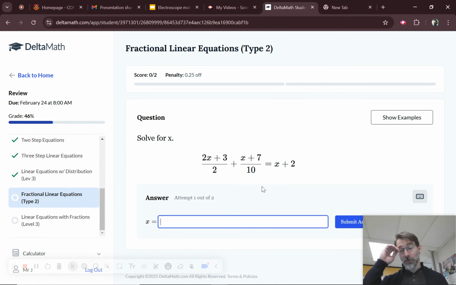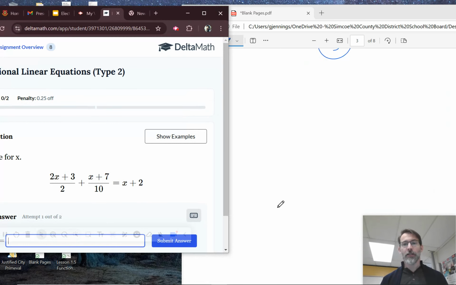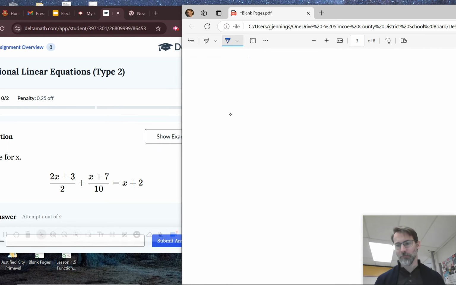All right, so a lot of people had questions about these, so I want to make sure that you had more practice with these. These ones, there's a few ways to do them, but by far students' favorite way, and my preference too, is to eliminate the fractions. And we do that by multiplying both sides by something. So let's just copy it out first.